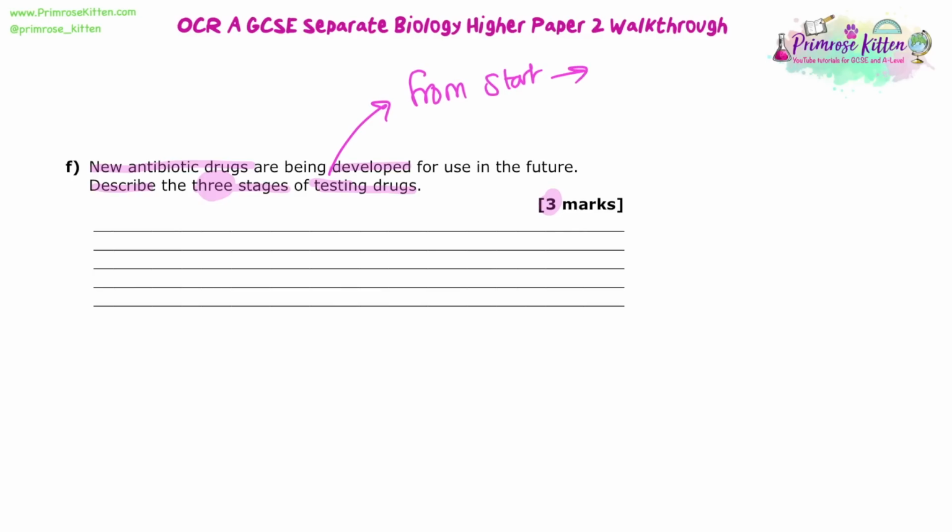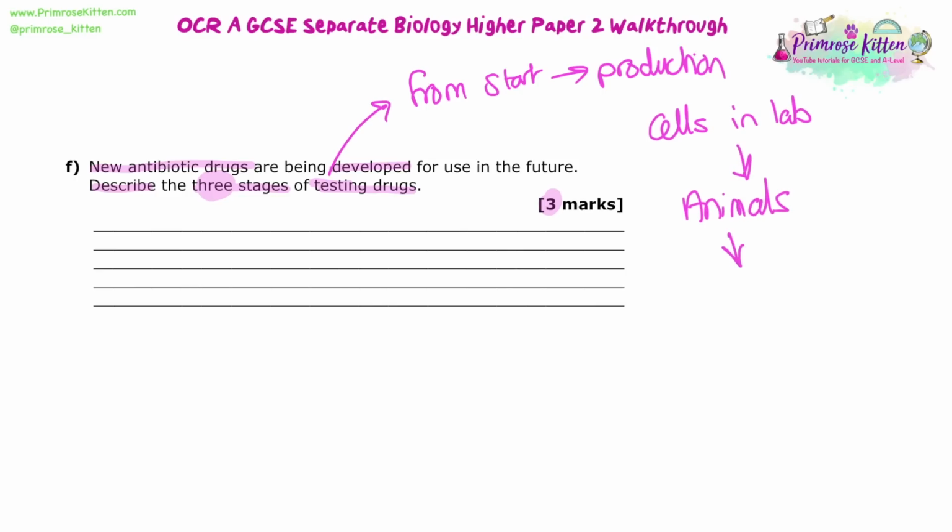So testing drugs is from when we start testing a drug for the very first few stages all the way through to getting to a point where it's approved for production and then use on patients. So we always start with cells in the lab. So it's like preclinical trials on cells or tissues. Then we upgrade that to animal testing, again still in the lab. And then we go to testing on humans.